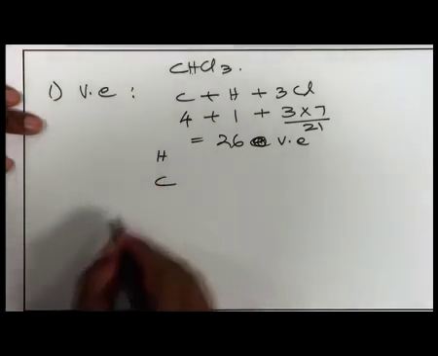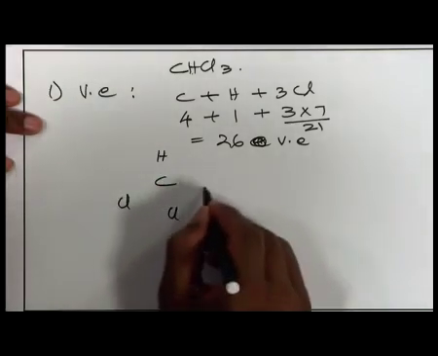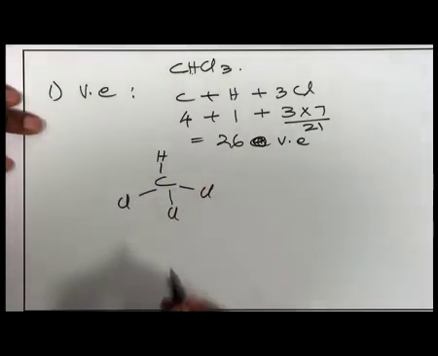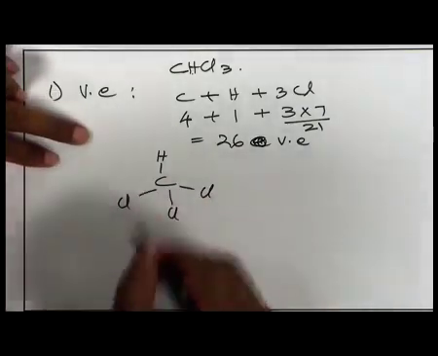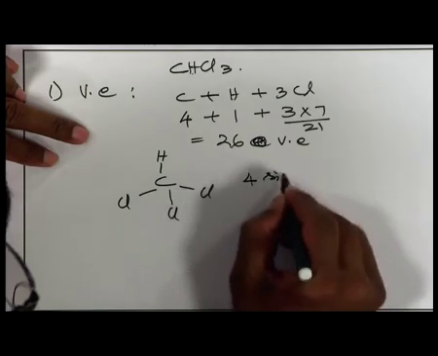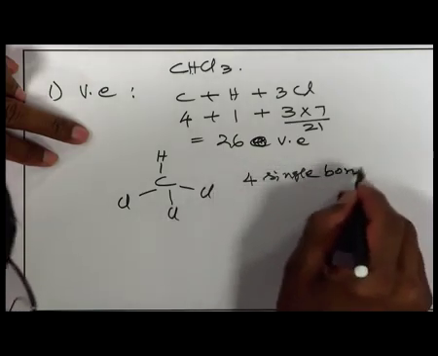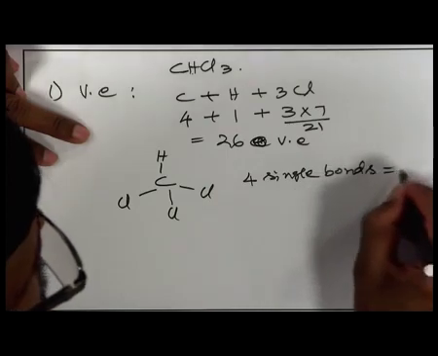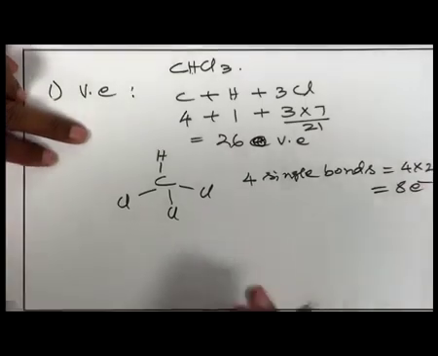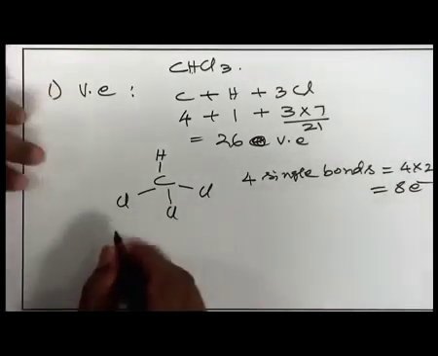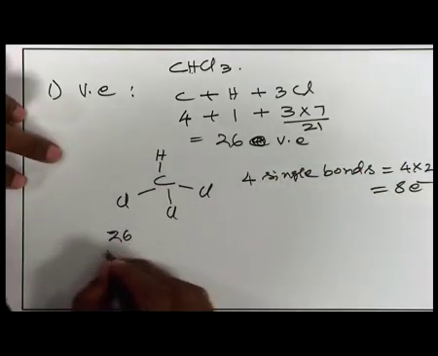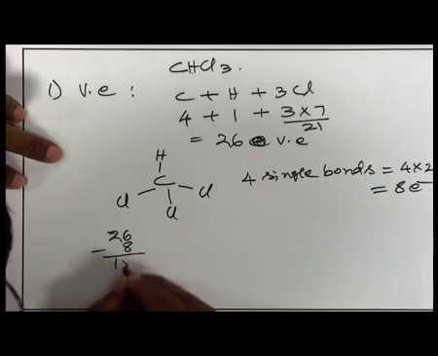You draw a hydrogen atom here and chlorine atoms here, here, and here, and then draw a single bond to each. Now 4 single bonds are drawn, that is 4 into 2, equal to 8 electrons. Now 8 electrons are consumed. Then you subtract 8 electrons from the total number of electrons: 26 minus 8 equals 18 electrons.